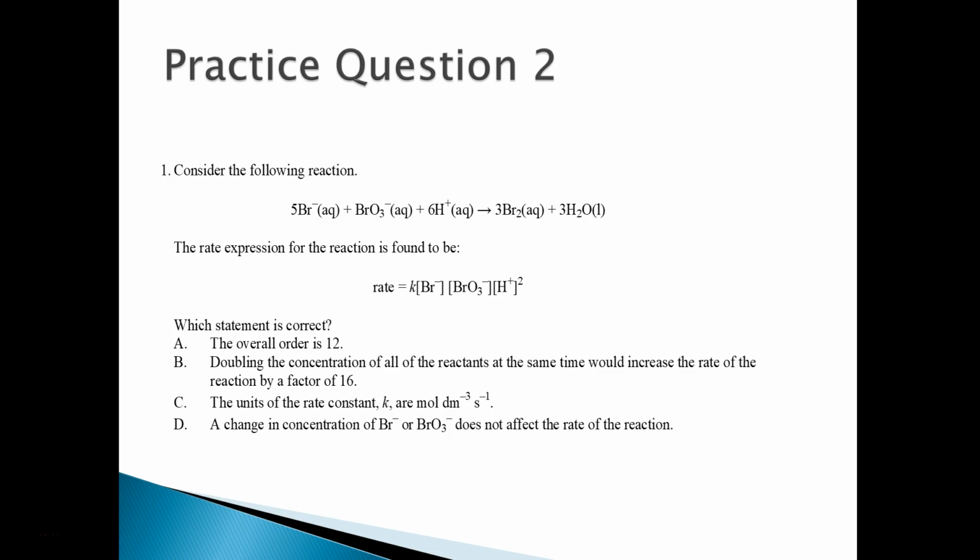Here's another one. Consider the following reaction. The rate expression for the reaction is found to be rate equals k times bromide times bromate times hydrogen ion to the second order. So which statement is correct? Take a moment, pause the video, and see if you can work this one out.